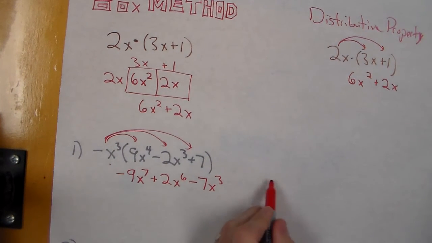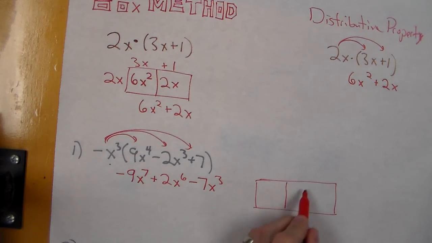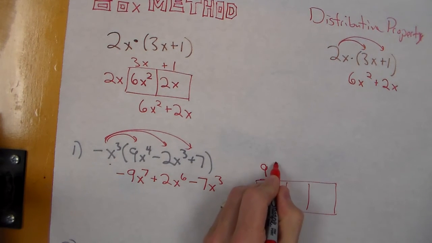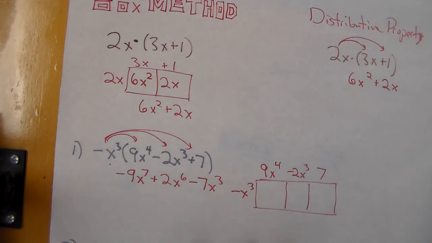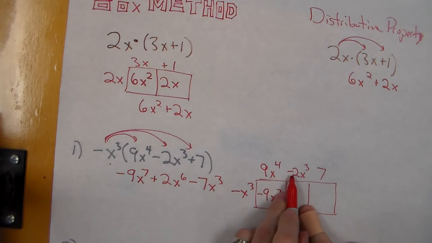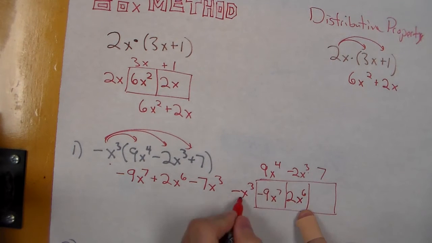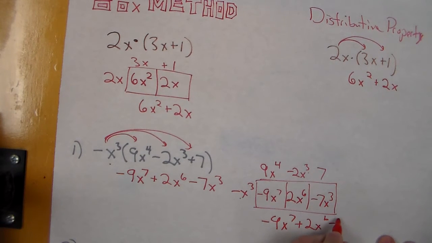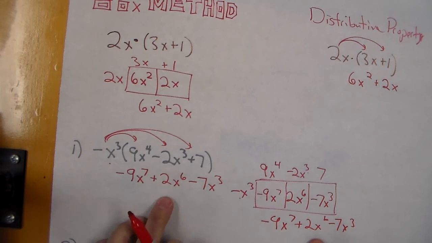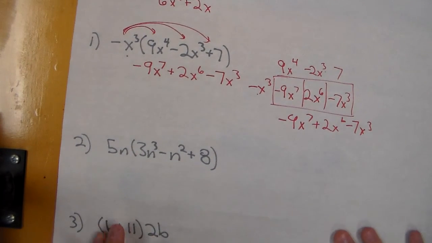Now maybe this one was probably not the best one to start off with just distributive, so let's think, what if we did the box method? We could have done 9x to the fourth, minus 2x to the third, and 7, with a negative x to the third there. So here it's going to be a negative 9x to the seventh. Then we have negative 2 and negative 1 is positive 2, and that's going to be x to the sixth because we have 6 x's. And then negative 7x to the third, which gives us 9x to the seventh plus 2x to the sixth minus 7x to the third. Same answer, and that's good. Let's go to number 2.